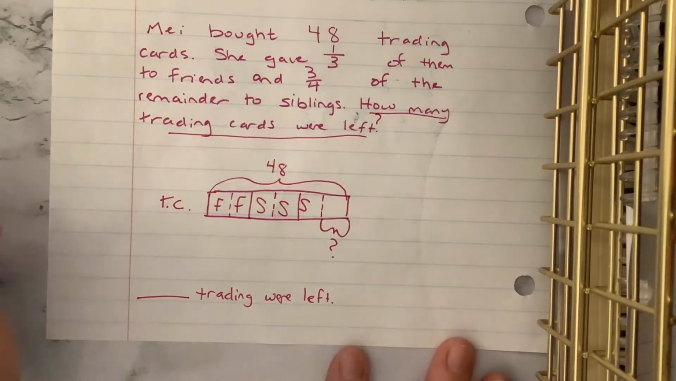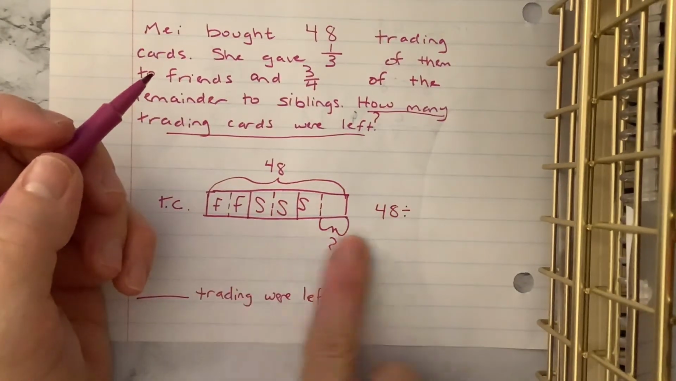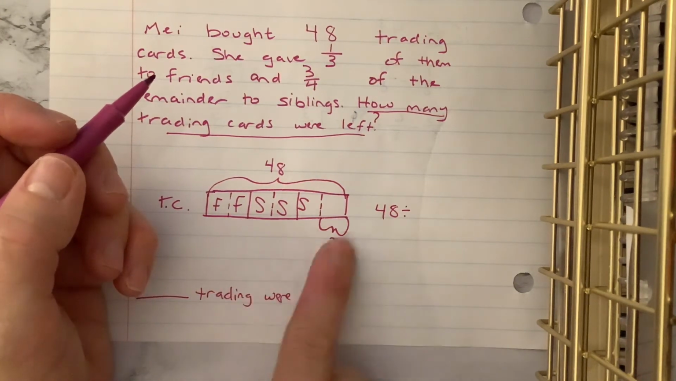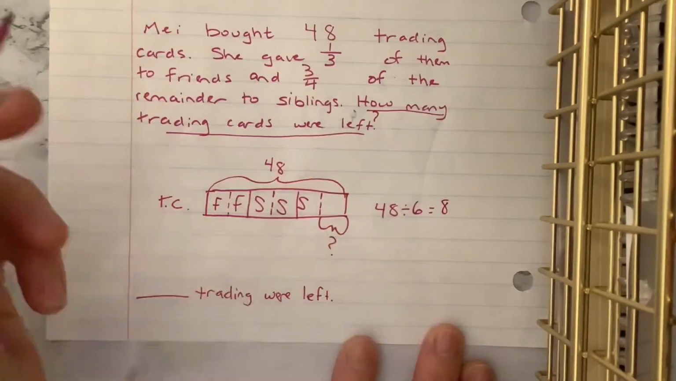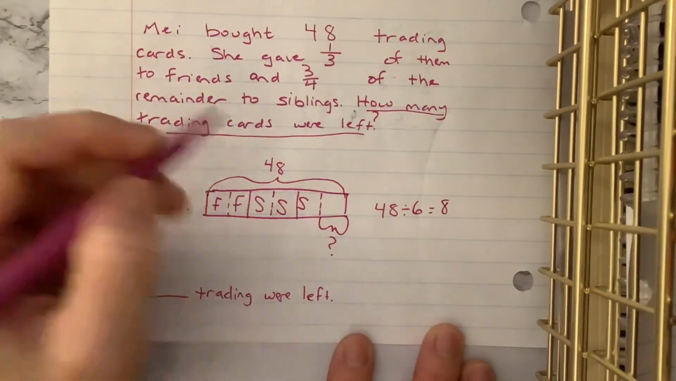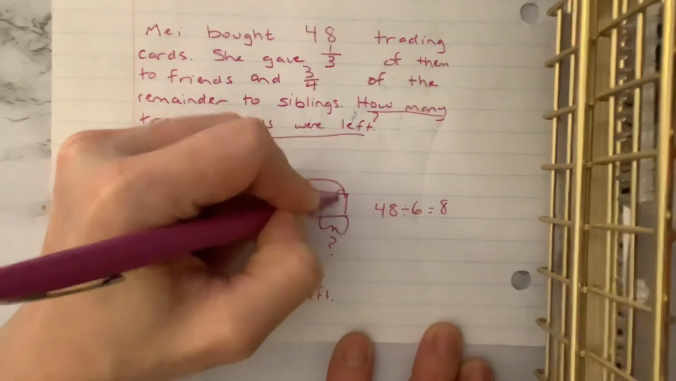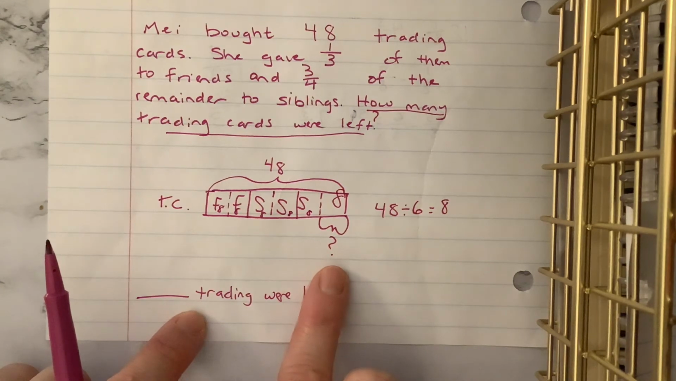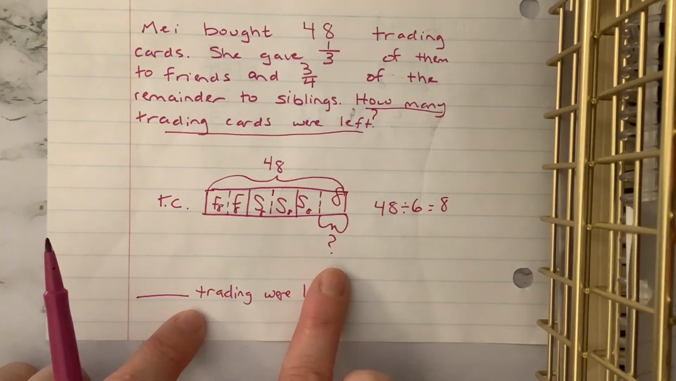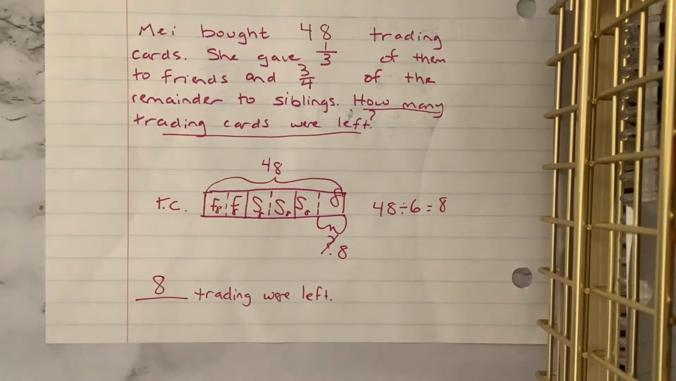Now we're going to work our computation. We have a known amount, 48. Divided over how many boxes? 6 boxes. 48 divided by 6 is what? 8, which means each of these boxes is equal to 8, which again, you could write in 8, 8, 8, 8, 8. And now we want to look to our question mark and see, do we need to do a multiplication problem? It's just the one box, so we actually don't need to do any multiplying. We just know that there are 8 trading cards left.